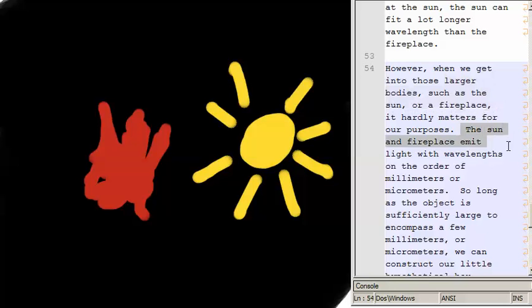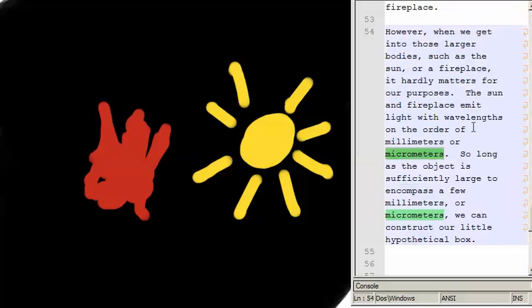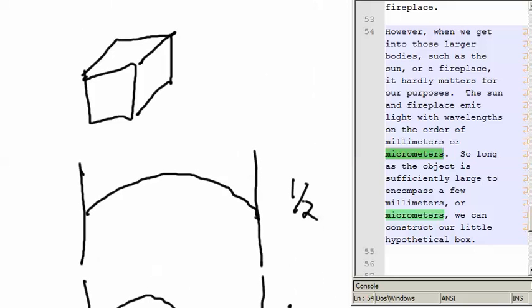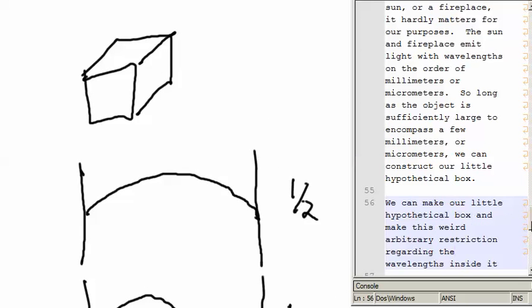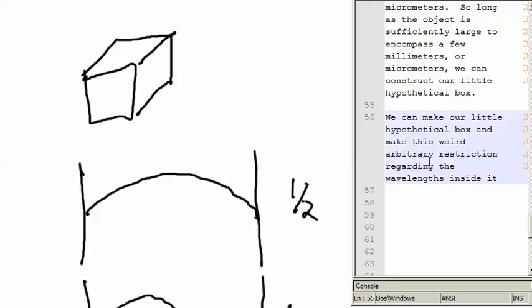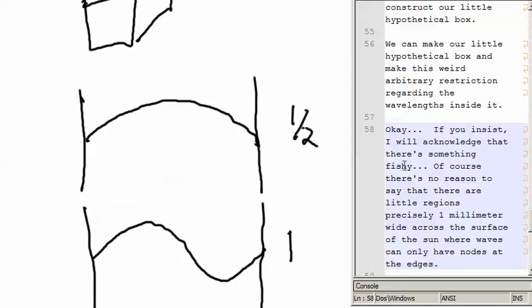The sun and the fireplace emit light with wavelengths on the order of millimeters and micrometers. So long as the object is sufficiently large to encompass a few millimeters or micrometers, we can construct our little hypothetical box and make this weird arbitrary restriction regarding the wavelengths inside it. Okay, if you insist, I will acknowledge that there's something fishy.